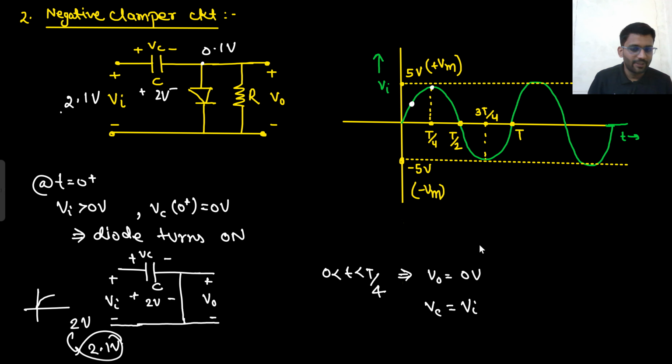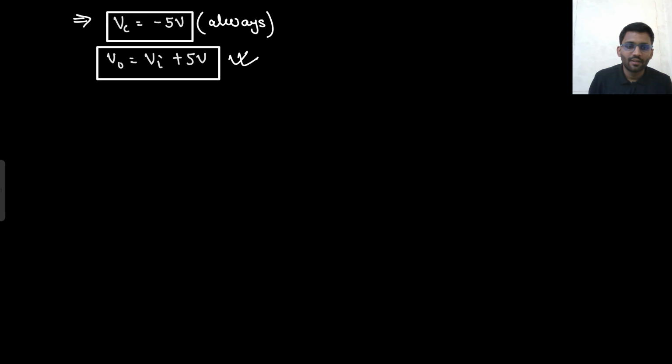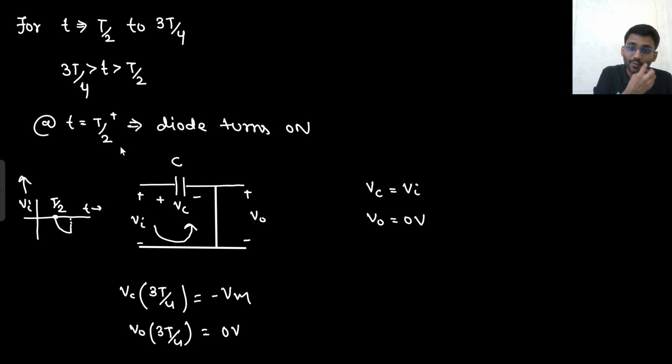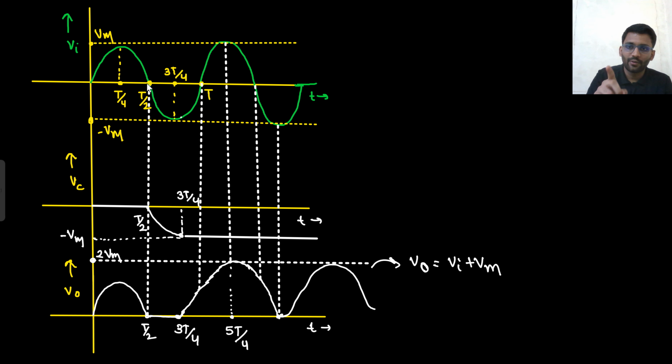In the previous analysis, where did we check? We did not check at this point, because the diode was not even turned on, the diode was off only. But when it turned on, we checked at 3T by 4 plus. When the diode turned on, we checked at this point and we found something suspicious. What was that? The diode was turning off. If the diode was turning off, it was always remaining turned off only. Are you getting this point or not?